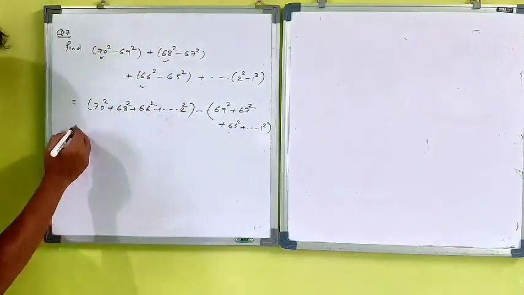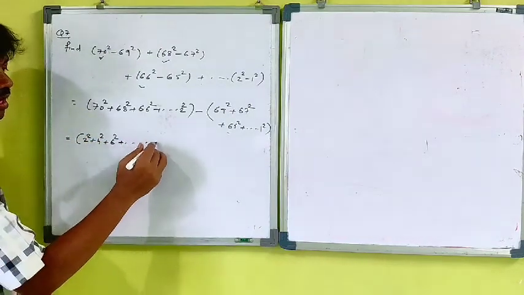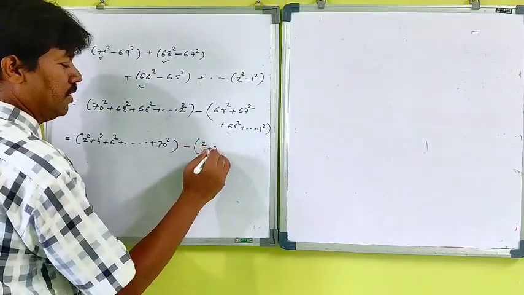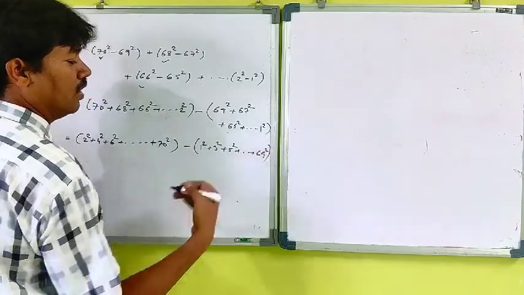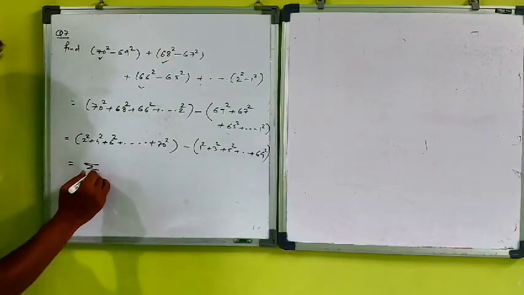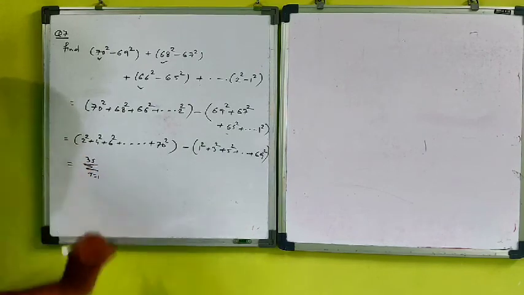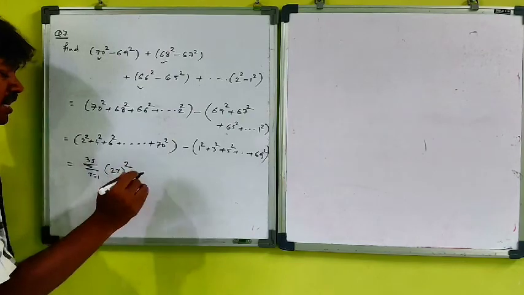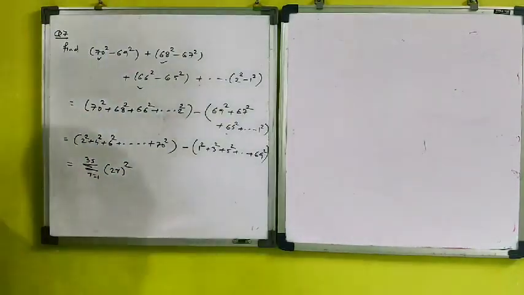We can write this in the reverse way: 2 square plus 4 square plus 6 square up to 70 square, minus 1 square plus 3 square plus 5 square up to 69 square, like this. So here we can write this as sigma r from 1 to 35, because n is known to you, and this is an even number. An even number is always expressed as 2r, so it's 2r plus 1.